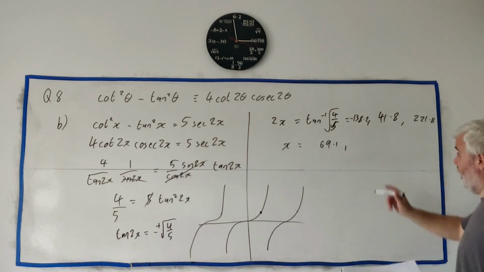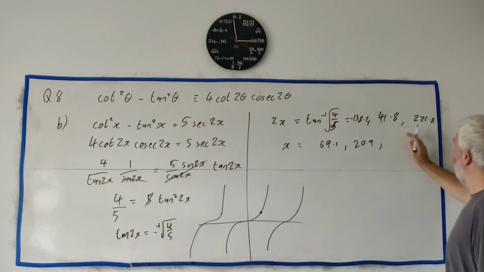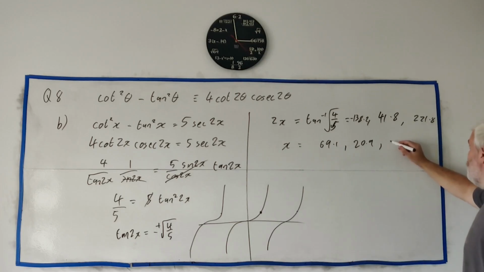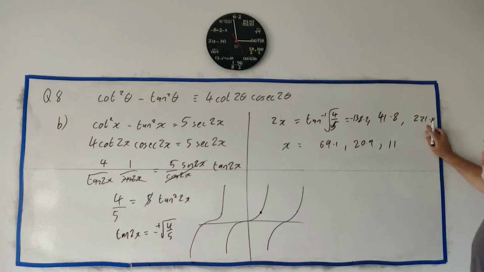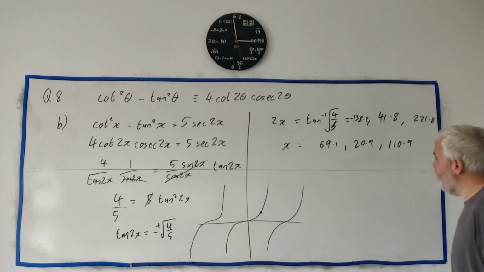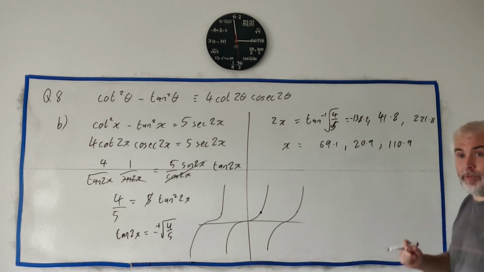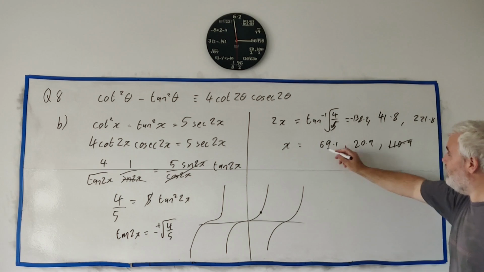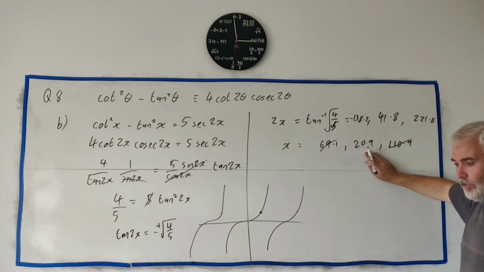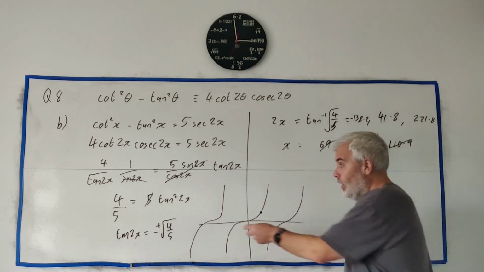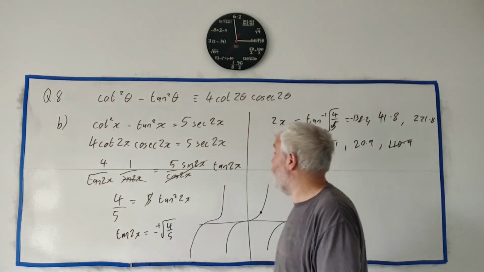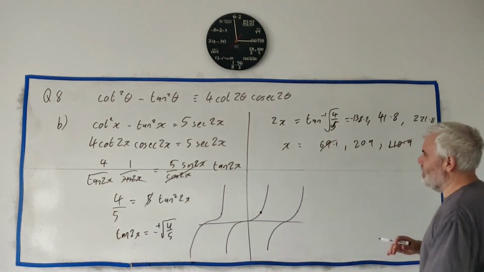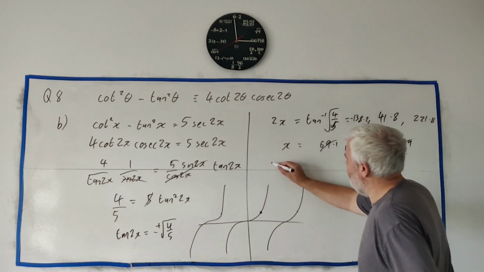I wrote that one down. 20.9. This one won't be an answer. It's 110.9. They wanted between 0 and 90. This is out. There's an answer. And it's important that we still have the plus or minus because we do get another answer. Let me say another way to do this in a moment. I'll just finish off though.